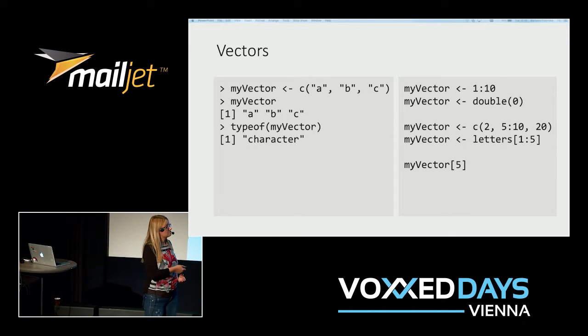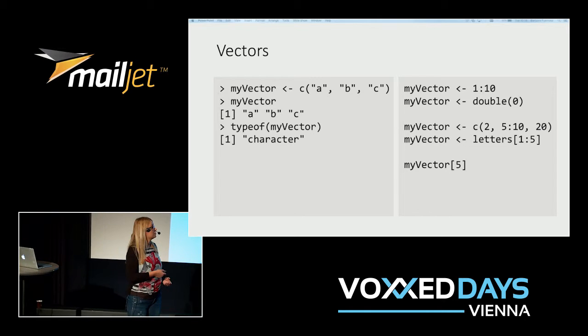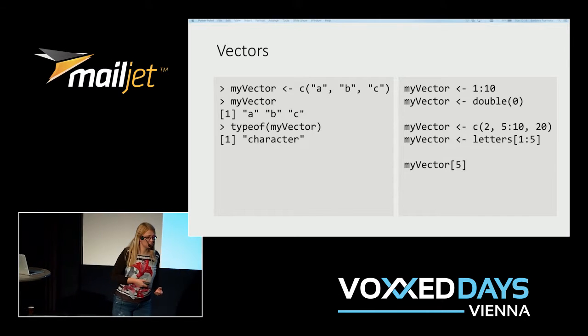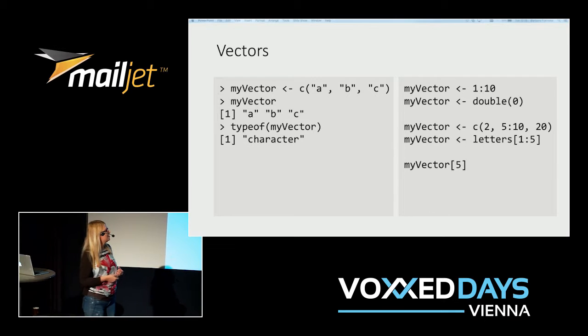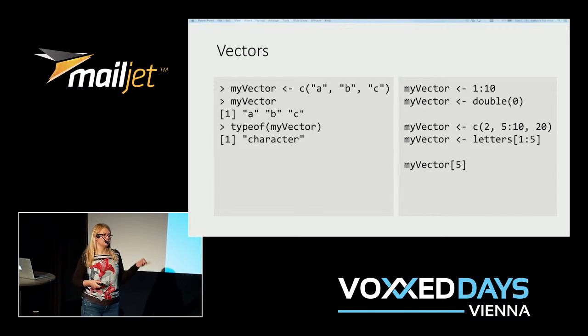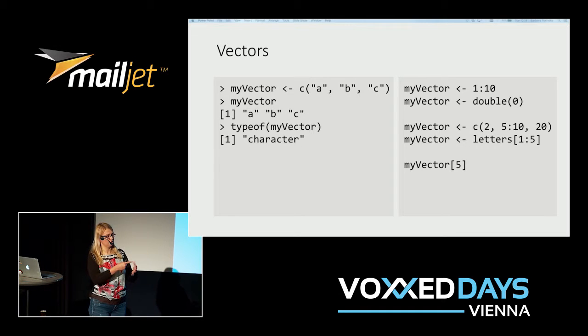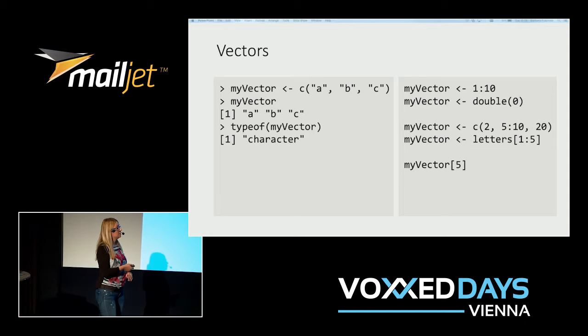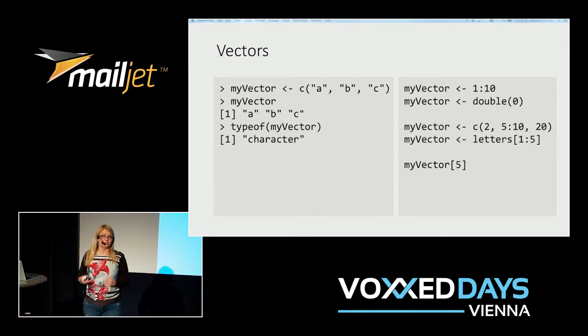So you can concatenate vectors as you want, and there is a very nice trick if you just want letters. So if you display this vector with letters, it will display letters from A to E. You can also access a specific element of the vector by just using brackets.